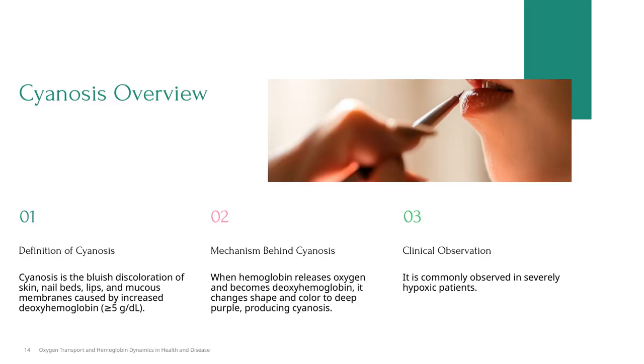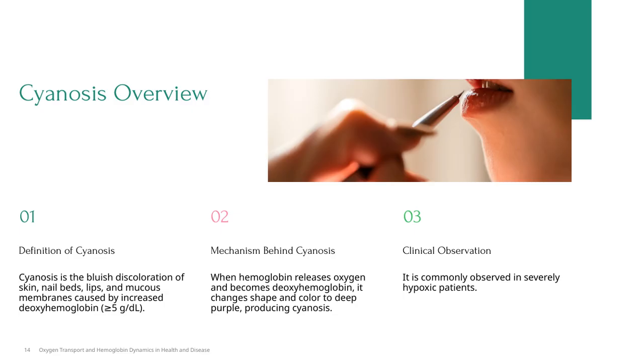Let's talk about the mechanism behind cyanosis. When hemoglobin releases oxygen, it transforms into deoxyhemoglobin. This change in state causes it to adopt a deeper purple color, which is what we see as cyanosis. Essentially, it's the visual cue that there's a significant amount of deoxygenated hemoglobin in the blood.